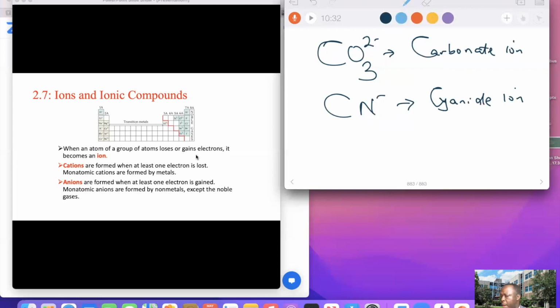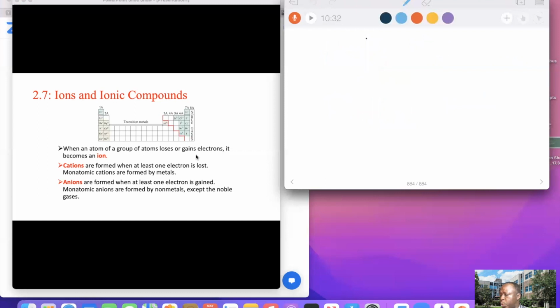Please, they are monoatomic, what we call monoatomic, which I showed you how they are formed, or using the periodic table to predict them. You should as well be able to write their names.